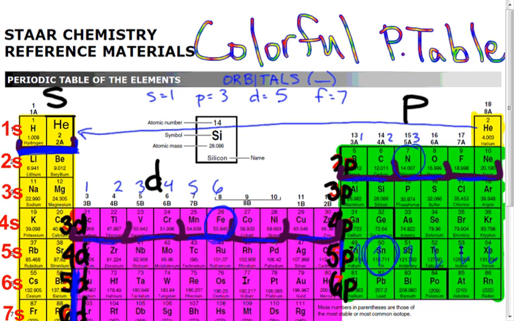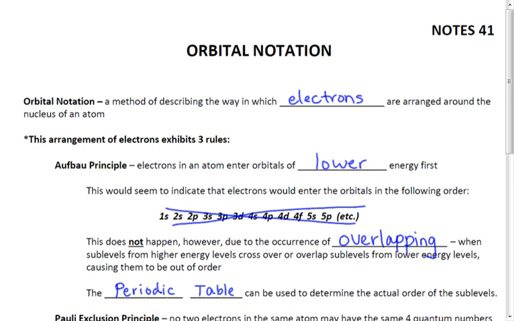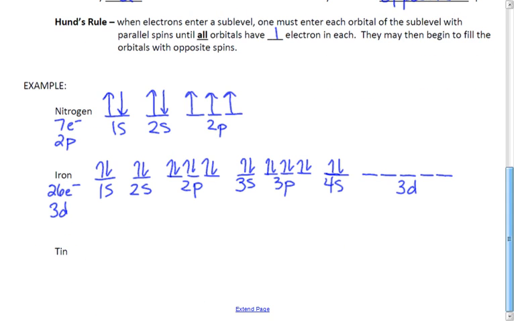How far over is iron? It is 6 over. So that means that we need 6 more electrons. If we counted how many were already on the page, we should have 20. And if you want to double check your work, you can do both of those: count them and look to see where it is on the table.